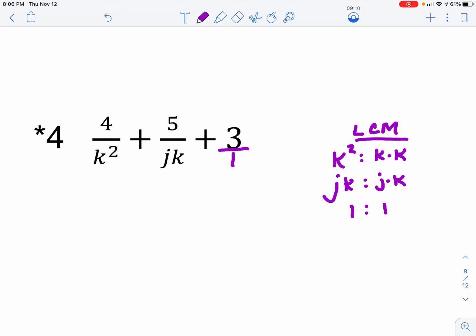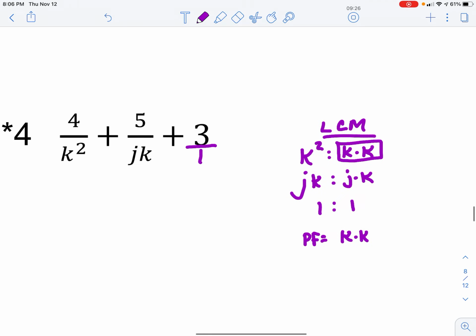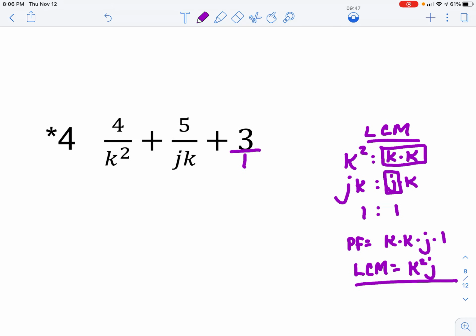So where do these numbers occur the most? That's what we're looking for. So let's write out our prime factors here. In k squared, I see 2 k's, so we're going to grab those because there's only 1 in jk. So we have k times k. And I see a j down here in jk, and that's the only one, so we're going to grab it and put it down here. And then, of course, the 1. So what is the LCM? When I multiply those together, I have k squared j. We don't really need to list the 1, do we? So there's our LCM.